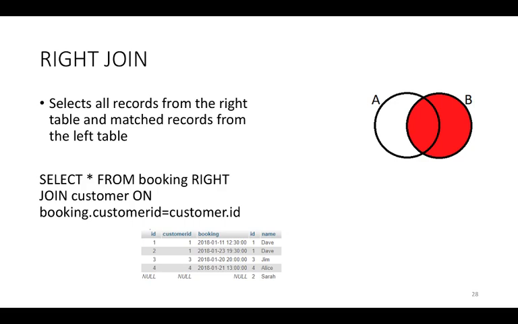Inner join, the intersection, only give me records where rows exist in both A and B that match. Only give me customers that have bookings. Only give me bookings that have customers. Left join, give me all of the records in the left, give me all of the customers, line them up with bookings if they're present, if not, give me null values. Right join, give me everything on the right, give me all of the bookings, give me customers if they match, if not, give me null values.